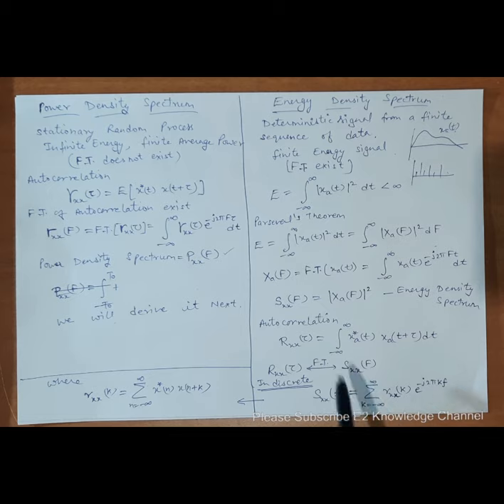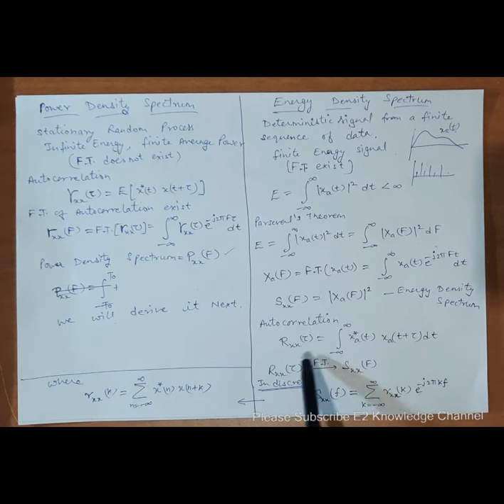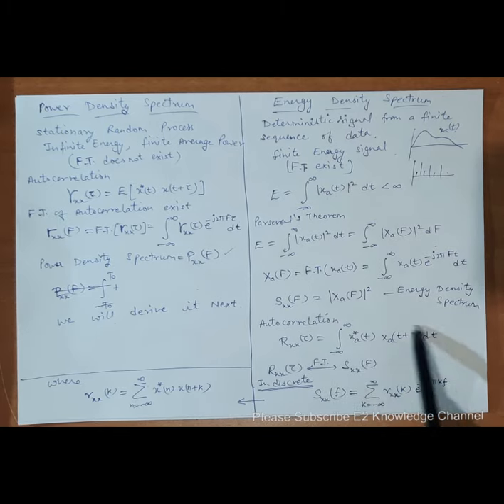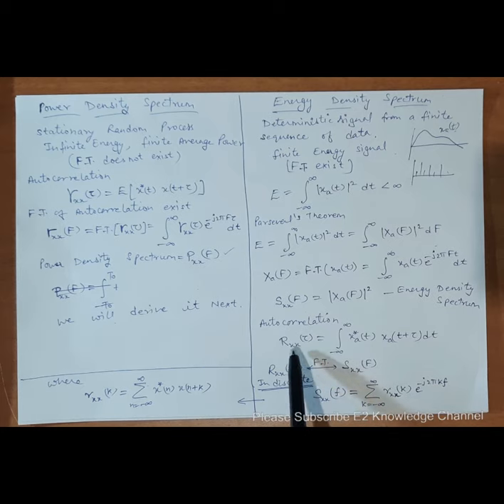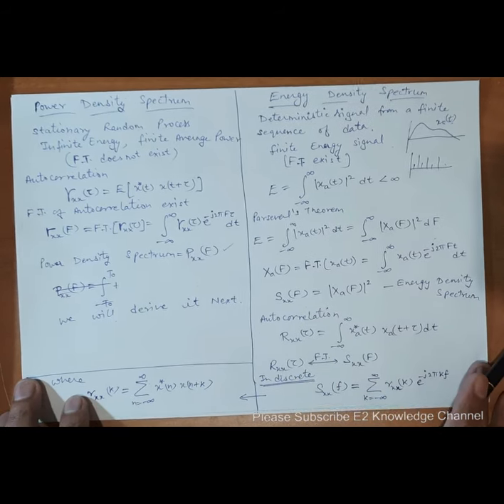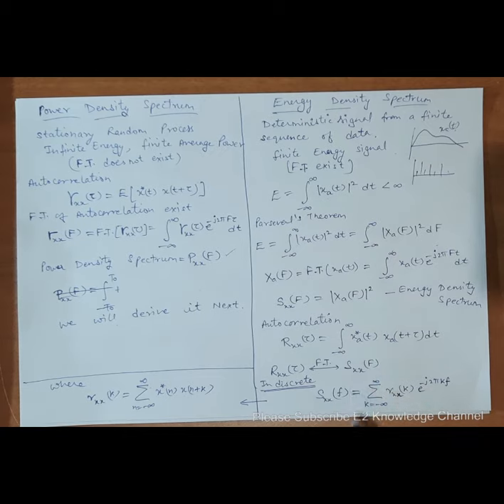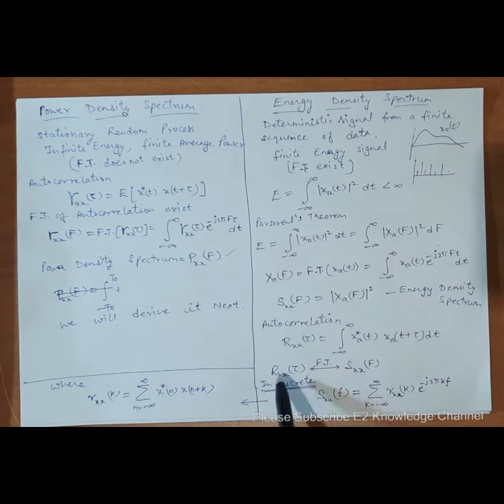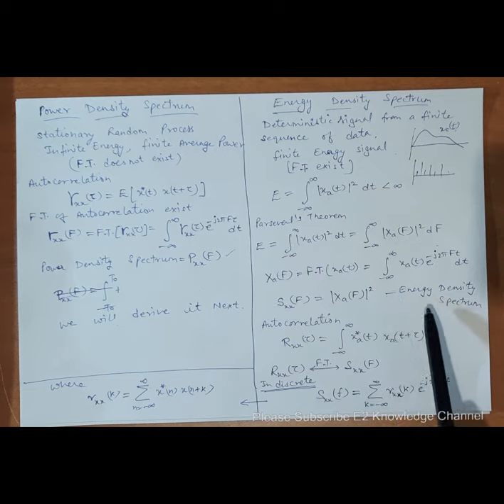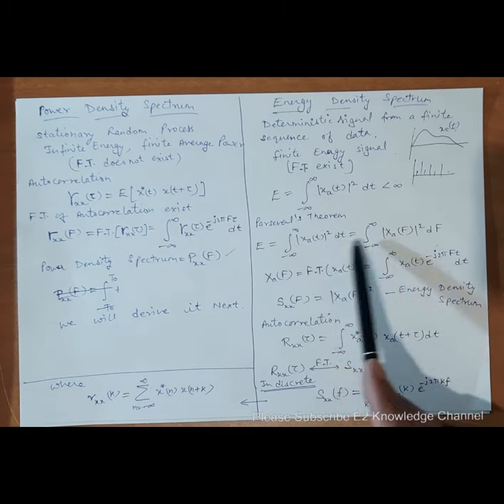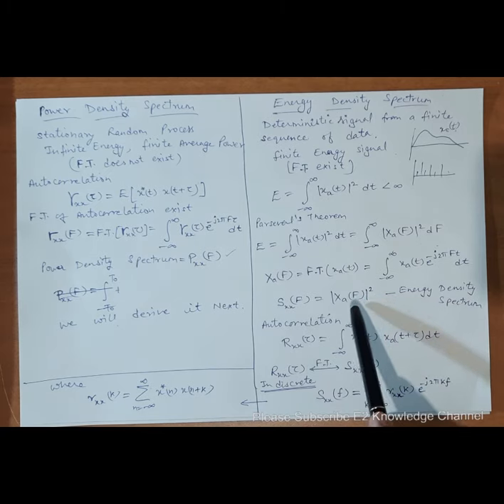Second method, we can also use the autocorrelation. The autocorrelation of that deterministic signal x(t) is the integral of x*(t) x(t plus tau), by this formula. And then, as Wiener-Khinchin found, autocorrelation and power spectrum density are a Fourier transform pair. It means if we do the Fourier transform of this autocorrelation, then we will get the energy density spectrum. So we can have two methods. First, we can find the autocorrelation and then get the energy density spectrum, or we can directly do the Fourier transform of the signal and square it.